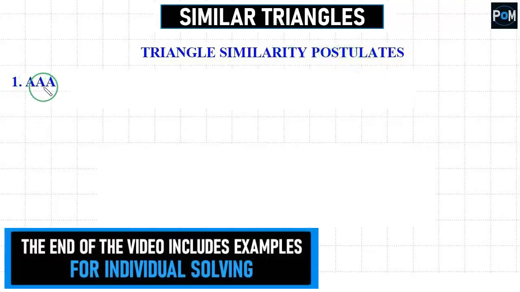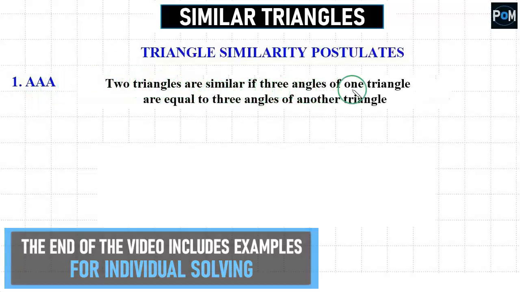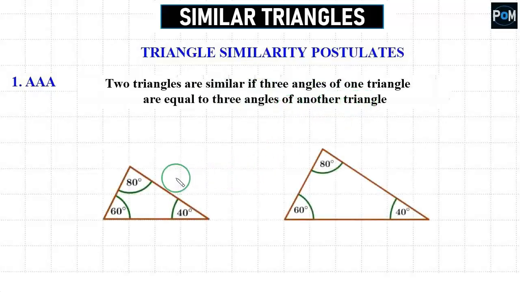The first postulate is angle, angle, angle, which states that triangles are similar if three angles of one triangle are equal to three angles in the other triangle. For example, in such a situation, here in the triangle, we have angles of 60, 40, and 80. And we have the same angles in the second triangle. Then we can definitely determine that the triangles are similar. Similar, meaning they have the same shape, only they may differ in size.